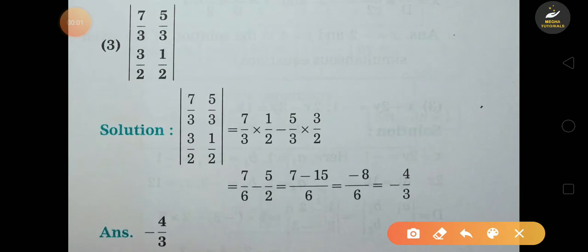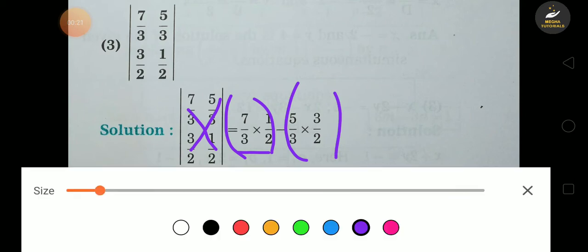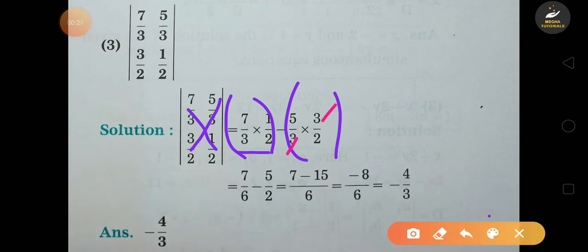Question 3, the determinant is 7 upon 3, 5 upon 3, 3 upon 2, 1 upon 2. So you have to start from the left top, that is 7 upon 3 into 1 upon 2 in one bracket minus 5 upon 3 into 3 upon 2 in another bracket. In this case you can simplify this. So you will get 7 upon 6, that is 7 upon 3 into 2 is 6, and minus 5 upon 2.